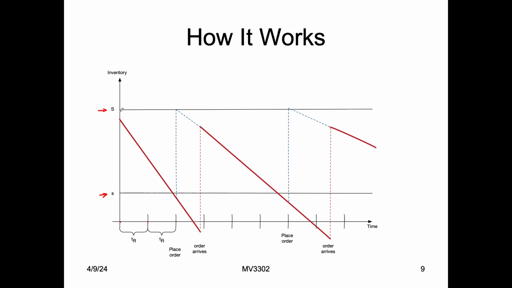So in this particular case, we start here. Here's our first review period. We check, is our inventory level below our trigger point? The answer is no, so we don't do anything. Then a review period later, now when we review it, we are below. And so we place an order for this amount.